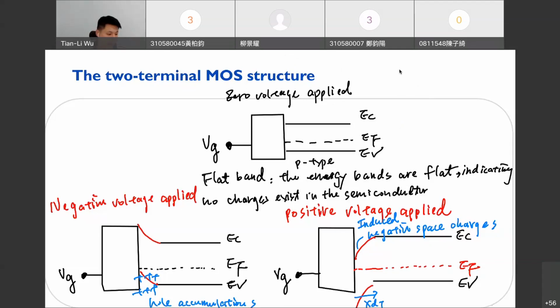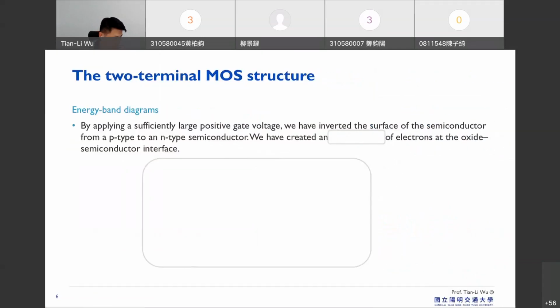Okay, welcome back. Let's continue to discuss more about this two-terminal MOS structure. Now, if we apply a sufficiently large positive gate bias, we have inverted the surface of the semiconductor from p-type to n-type, and we have created an inversion layer of electrons at the semiconductor interface.